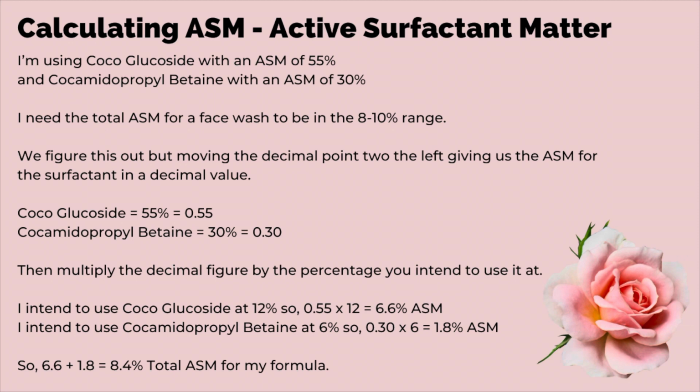Then you need to add them together to get the total for your formula. So we've got 6.6 plus 1.8 gives us a total ASM for the whole formula of 8.4%, and that falls nicely within our 8 to 10% range. If you wanted a bit more foaming, a bit more cleansing, then you can up this within that range if you want to by tweaking the percentage of each. So let's get on with it.